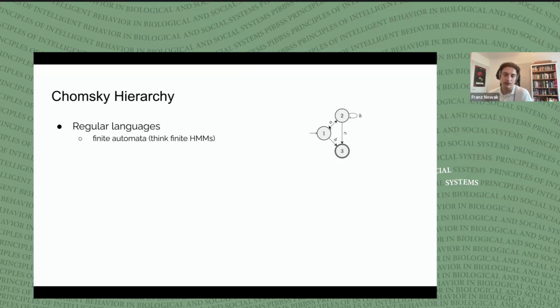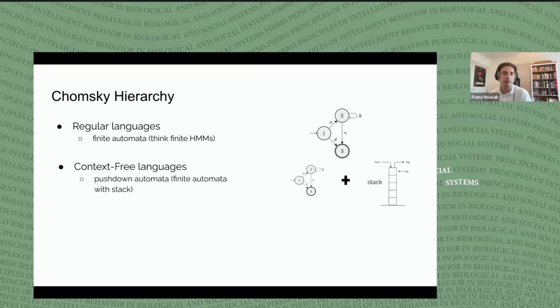Then it has labeled transitions. So if it sees an A, it goes from state 1 to state 2. If it's in state 2 and it sees a B, it stays in state 2. If it sees a C, it goes into state 3. And the double circle line or the double line around the third state means that it's a final or accepting state. So at this point, the machine would accept a string. This is, as I said, the simplest model of computation.